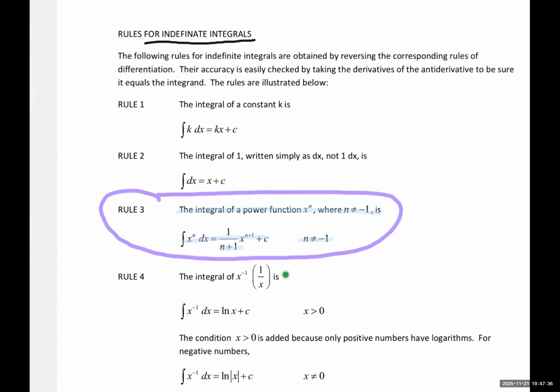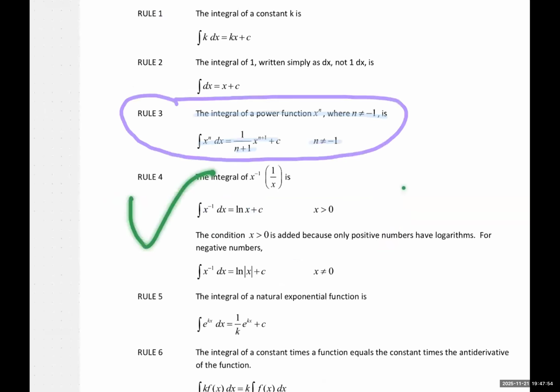Now, technically we did rule 2, but I want to do it in a different way to show you that we have actually done rule 2. Rule 4 is what I want to talk about now, for the mere fact that I just did the x to the negative 1.